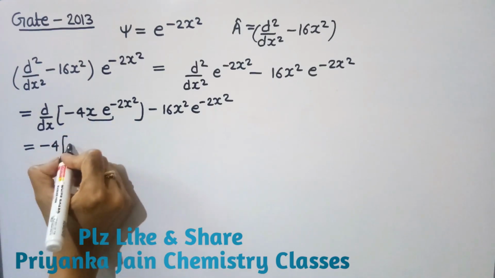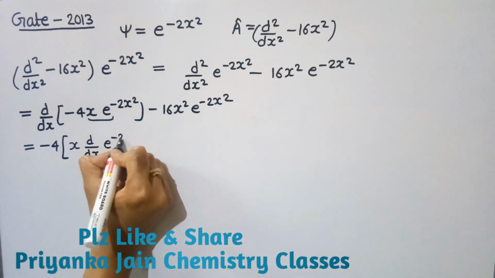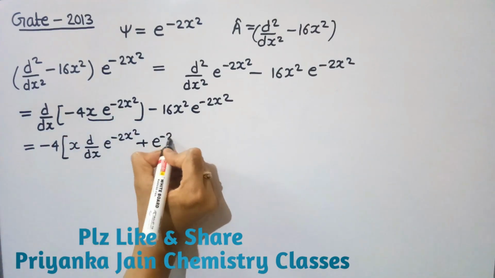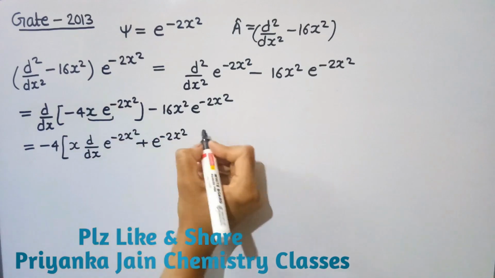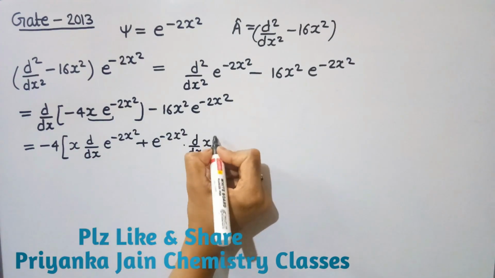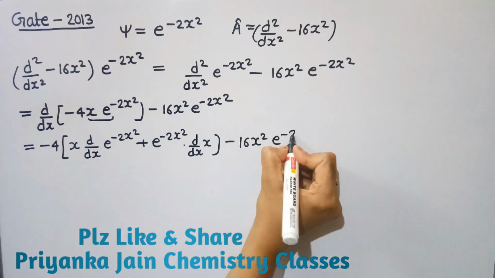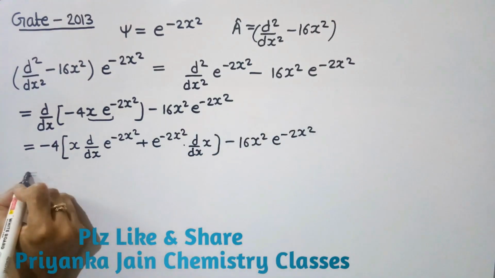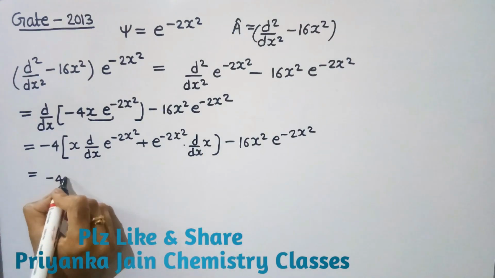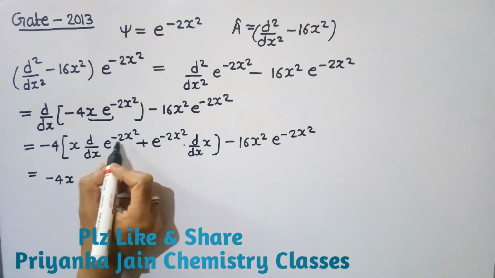Okay, so firstly put it outside and do the differentiation of e to power minus 2x square, plus put this term outside and do the differentiation of this term, d by dx of x. Okay, now this dx upon dx will be equal to 1. Now open the bracket and do this differentiation.